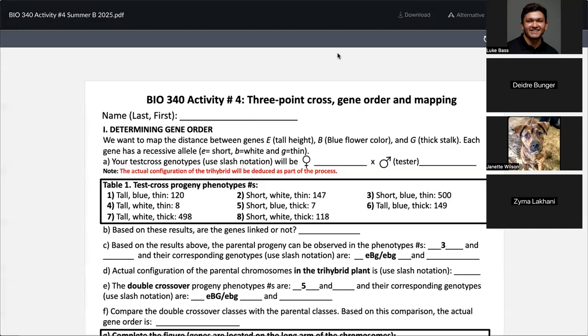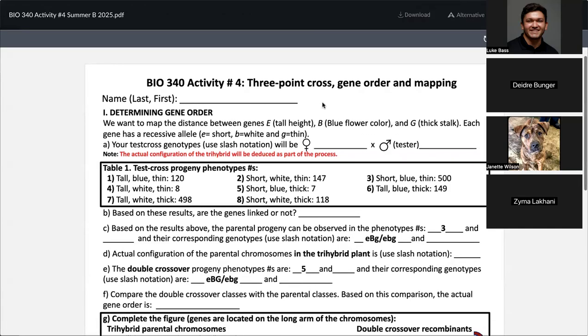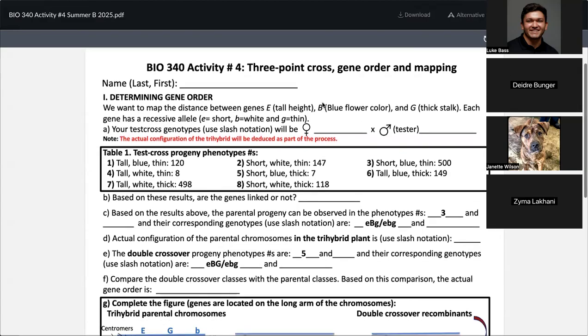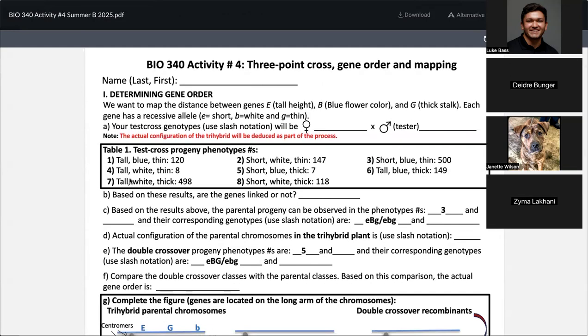Okay, so looking at activity four, you'll just be doing a 3-point test cross in order to determine the order of genes and be able to map those genes and find the distance between them, right? So when you're determining the gene order, the first thing you're going to do is set up a test cross.